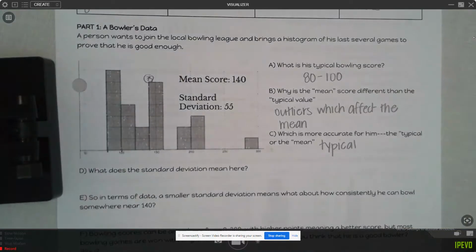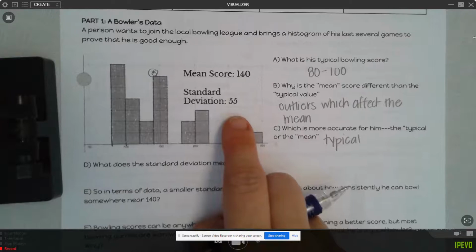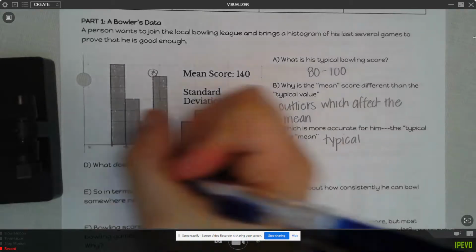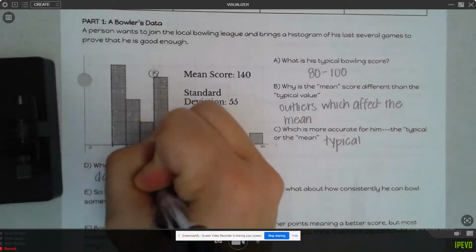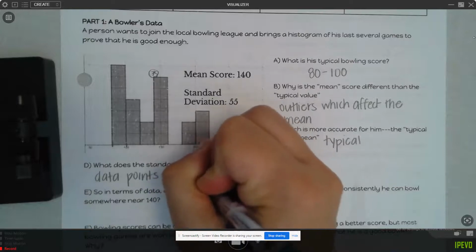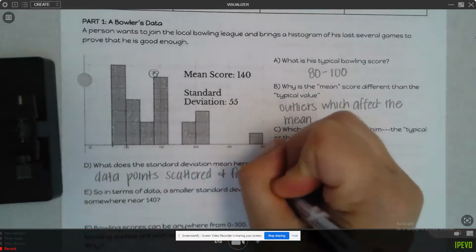Okay. What does the standard deviation mean? Now, we have a very large standard deviation. Remember from yesterday, large standard deviation means you have your data scattered everywhere and you have some outliers, then you're pretty far away from your mean. So you have data points scattered and far from the mean.